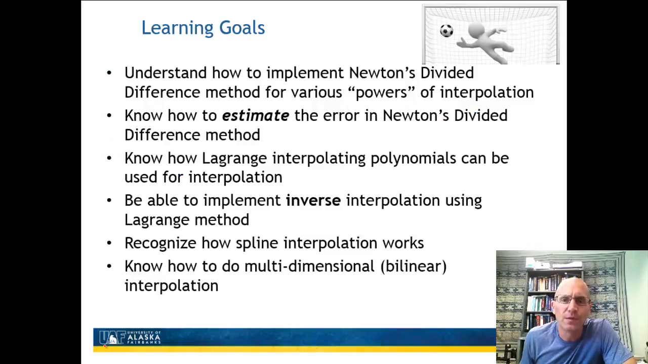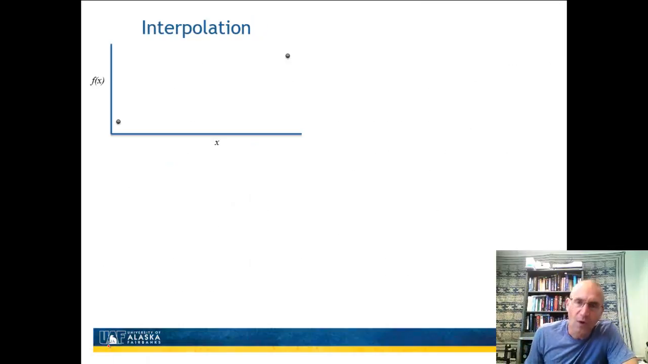So here are the learning goals. At the end of this, you'll understand how to implement Newton's divided difference method for various powers of interpolation. You'll know how to estimate the error in Newton's divided difference method. You'll know how Lagrange interpolating polynomials can also be used for interpolation. You'll be able to implement inverse interpolation using the Lagrange method. You'll recognize how spline interpolation works, and you'll know how to do multidimensional, or in our case, bilinear interpolation.